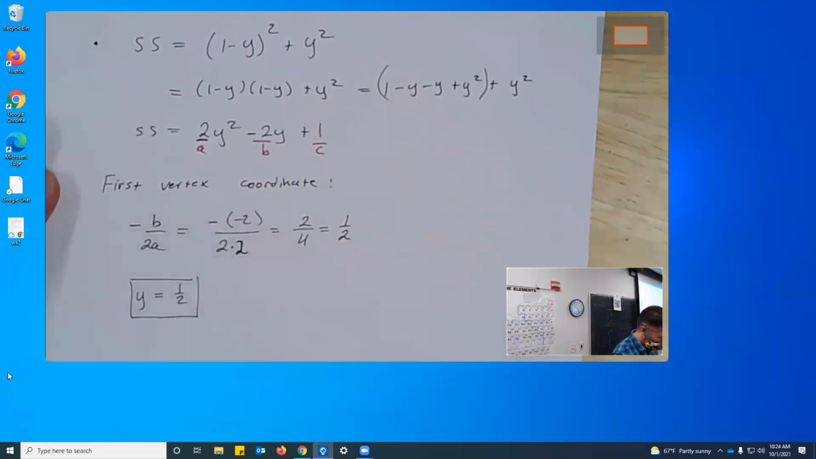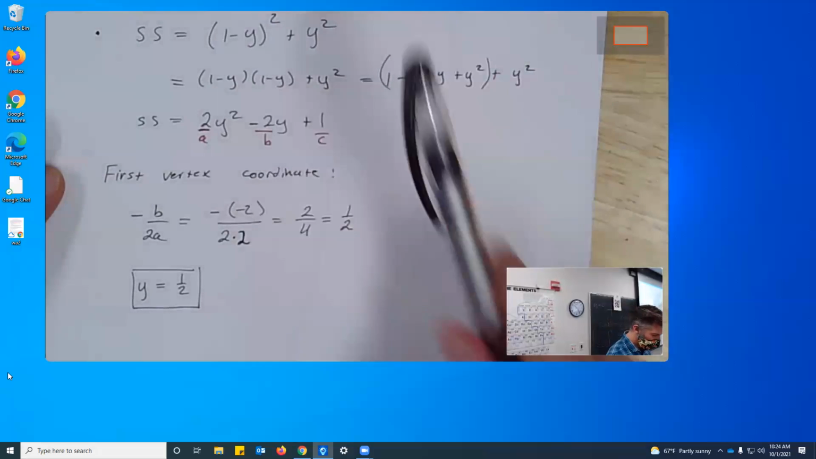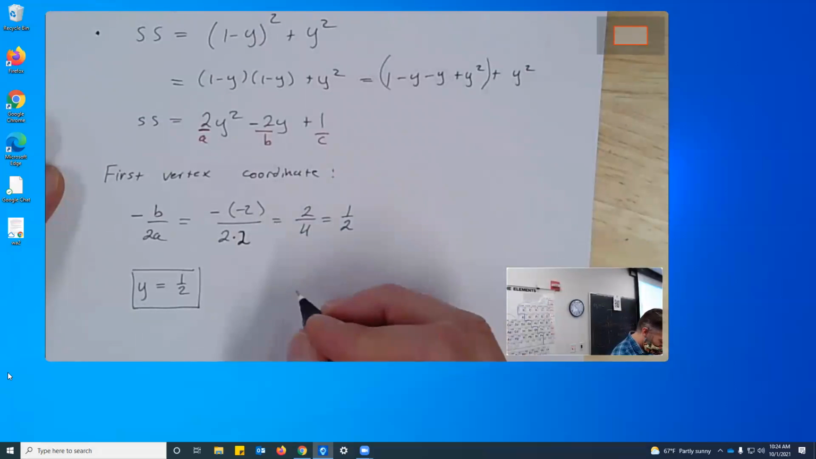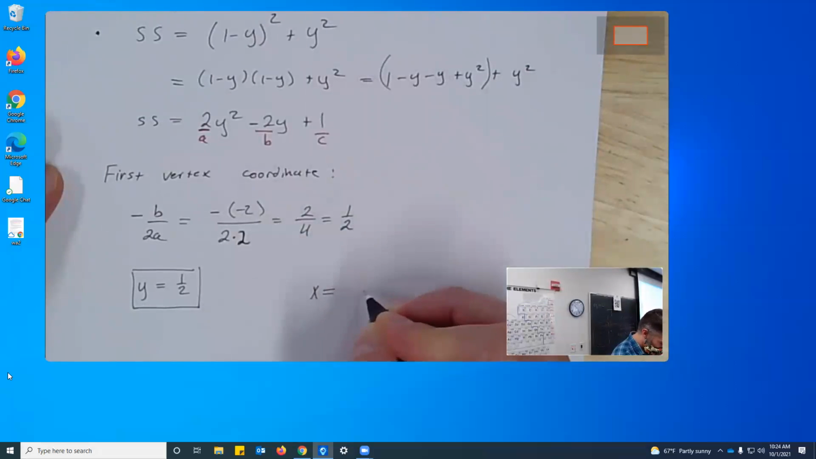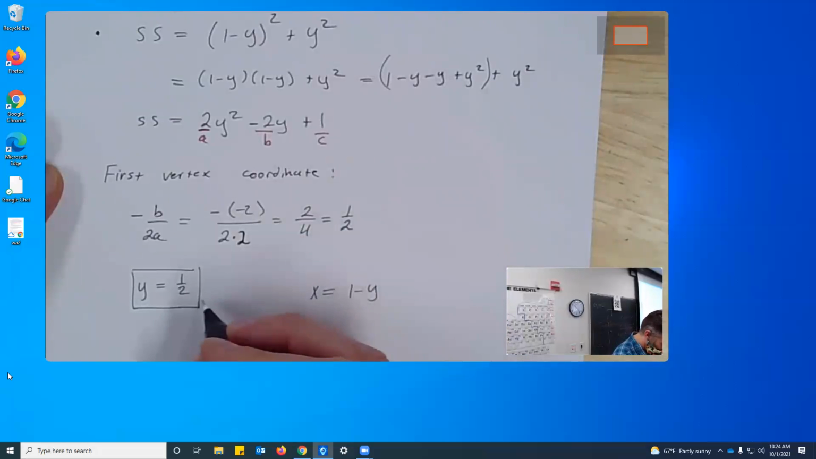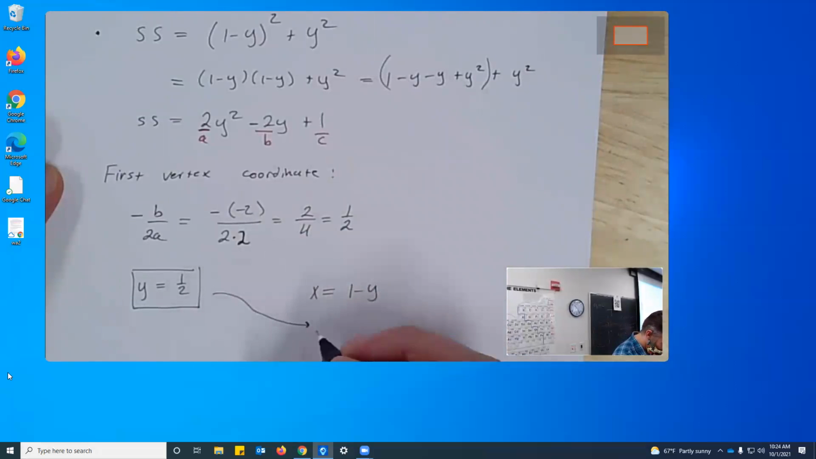And then we need to find x. So luckily, we've already got an equation for x. We know that x is equal to 1 minus y. So plugging that in, it's going to get us x equal to 1 minus 1/2, which is also equal to 1/2.